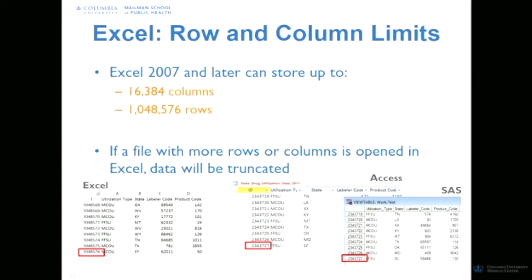So, the row and column limits issue. From Excel 2007 and later, you can store up to 16,384 columns and 1,048,576 rows. Now, in our age where big data is getting more and more common, it's really not uncommon to have data sets with millions of rows that we look at.